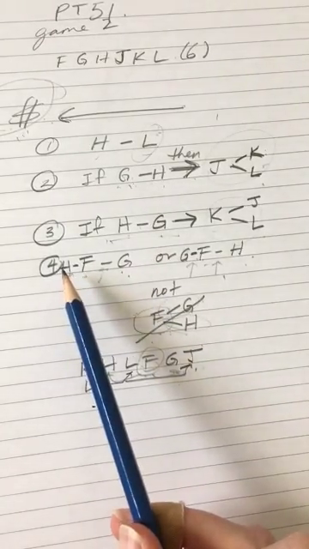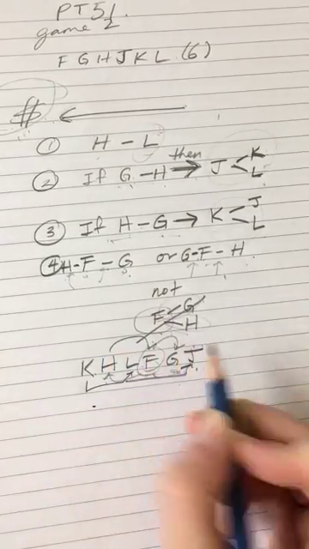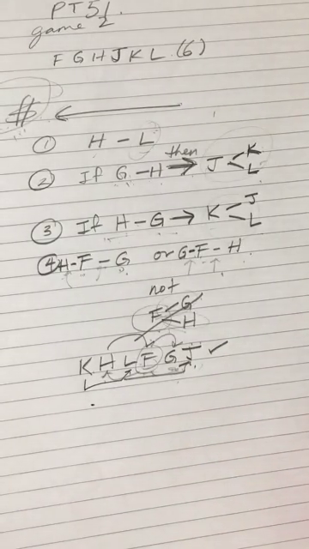And HFG, H is more expensive than F. F is more expensive than G. Awesome. So this is one acceptable scenario. Okay.